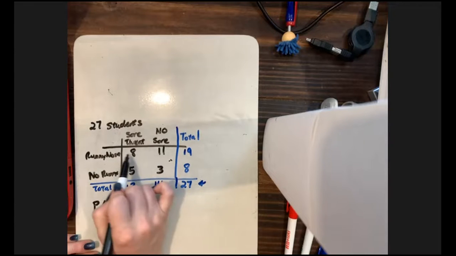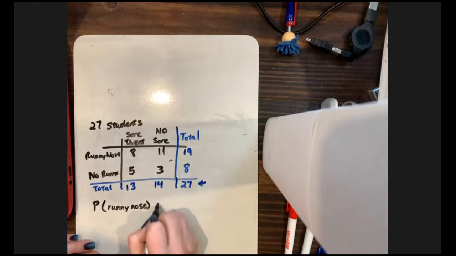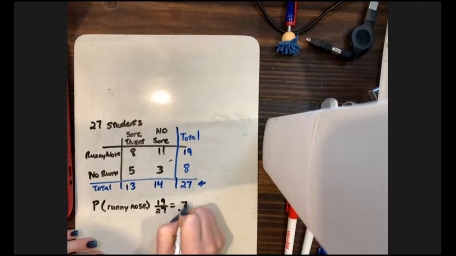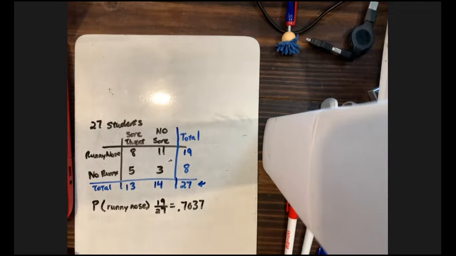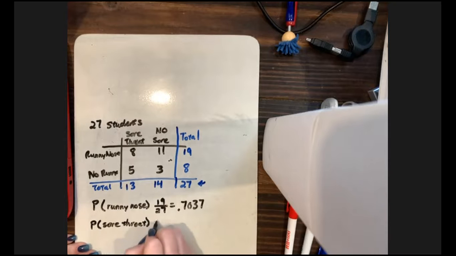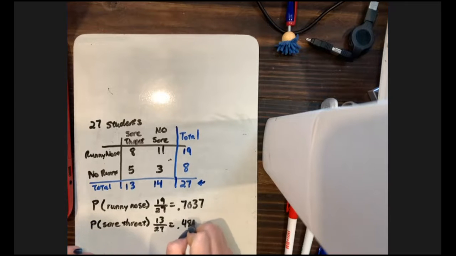So if I want to do runny nose, I can either add these up, or since I've already done my setup up here, I've got 19 out of 27. If you put that in decimal rounded at 4 decimal places, we get 0.7037. Then they ask us to find the probability of having a sore throat. So we're looking at our sore throats. We come all the way down. We've got 13 out of 27. Again, we can leave that in its fraction notation. This one actually won't reduce. Rounded at 4 decimal places, we've got 0.4815.